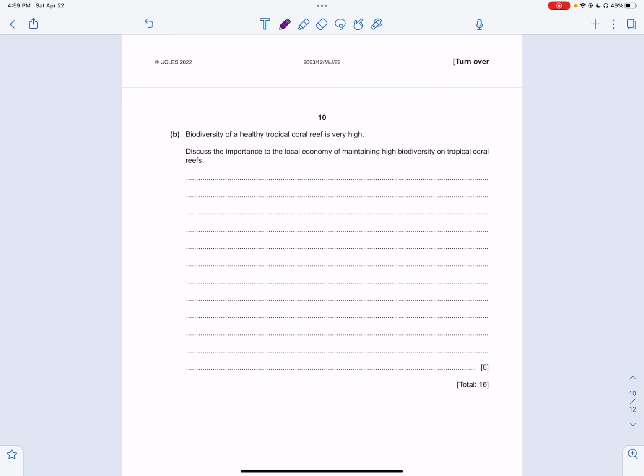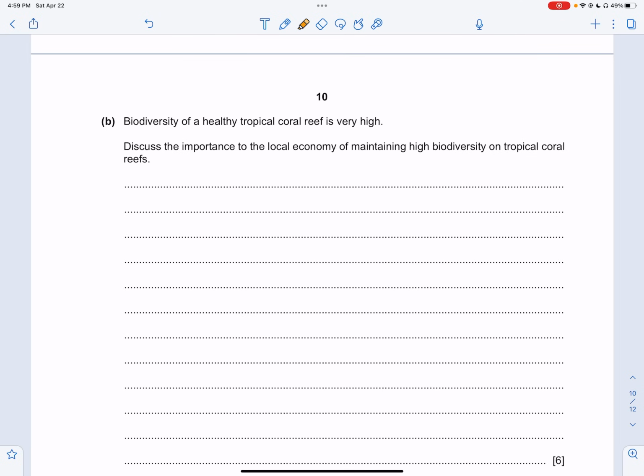Okay, in the last video that I did, we talked about corals in terms of their abiotic importance. And now this is going to be much more of a biotic importance. Biodiversity of a healthy tropical coral reef is very high. Discuss, so just talk out, the importance to the local economy, I'm just going to talk about money, of maintaining high biodiversity on tropical coral reefs.